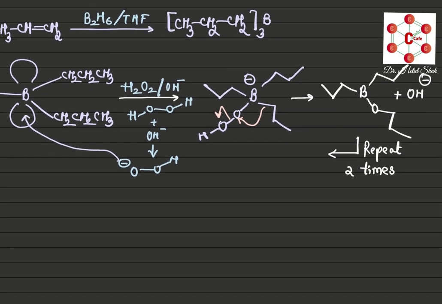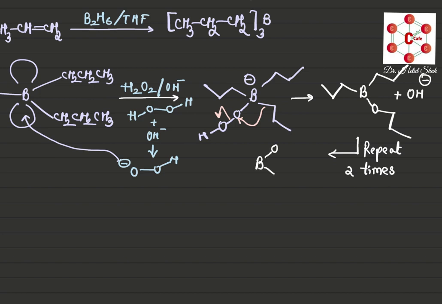And what do you get? You get B, O, O and O. Trialkoxyborane. Instead of alkyl borane, now you have trialkoxyborane.